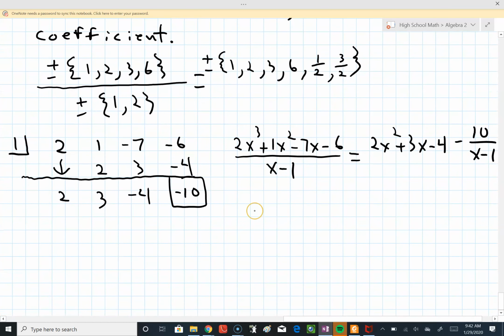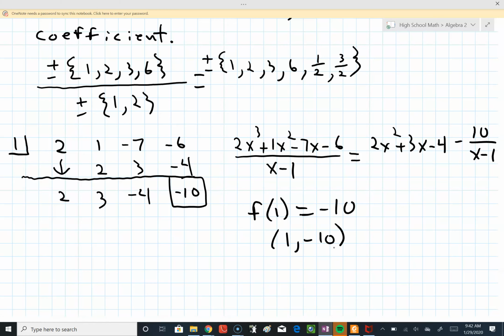Further, this means if we substituted 1, it would pair with -10. The point 1, -10 would lie on the graph. This synthetic substitution, synthetic division, is a powerful tool. Prior to graphing calculators, this was an algebra student's best friend. Any questions about that? So we can eject 1. Kobe, why can we eject 1? Good.